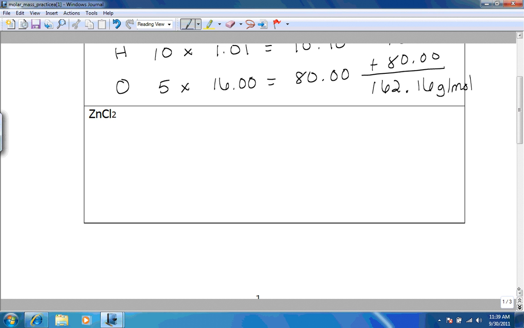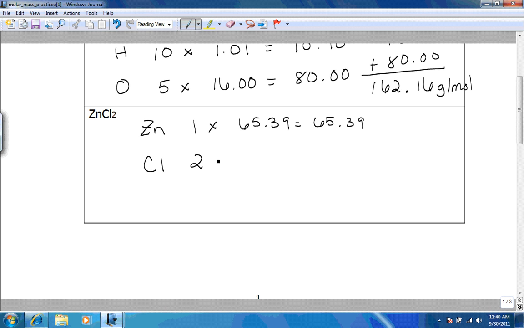And we're going to go on down to the next one. And that is zinc chloride. We have zinc, and we have chlorine. We have one zinc, and when we look on the periodic table, zinc is 65.39. So 1 times 65.39 because we only have one zinc.